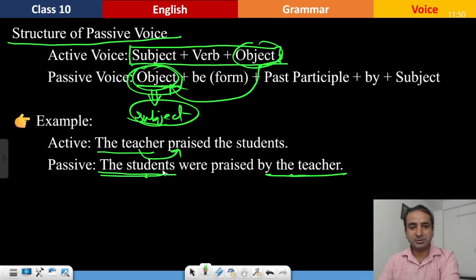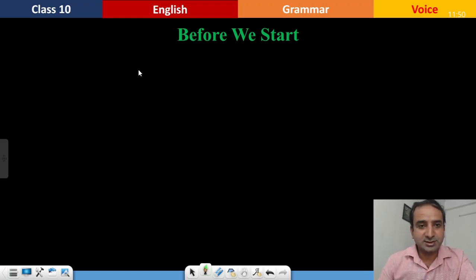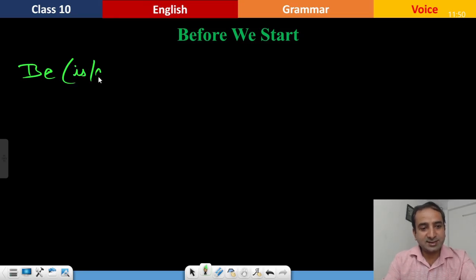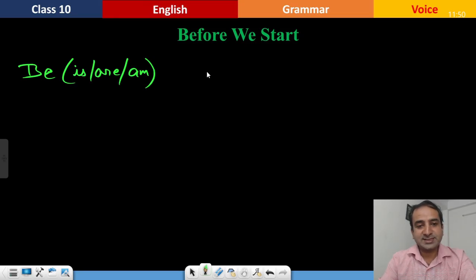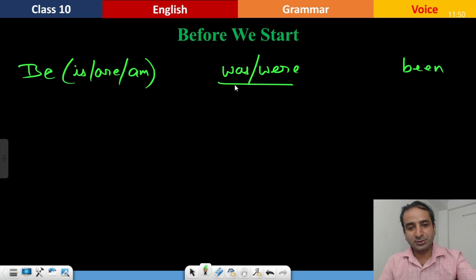Now let us go through some very important points before we start understanding the structure of sentences. See, we must know the three forms of be. Be has three forms, as other verbs have. The first form is be, is, are, am. The second form is was or were, and the third form is been. In the second form, it is very clear. We use was or were. We know with a singular subject we use was, and with a plural subject we use were. And the third form is very clear.